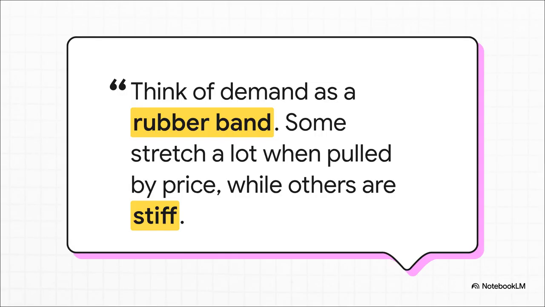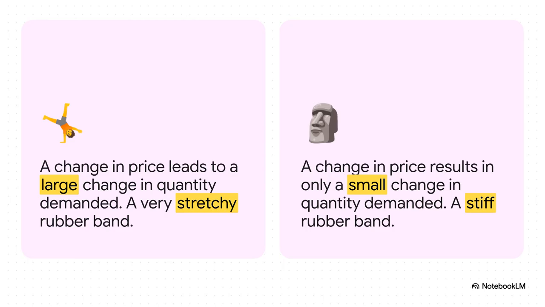Now, the absolute best way to picture this is with a simple analogy. Just imagine that demand is a rubber band. A price change is like someone pulling on that rubber band. The question is, does it stretch really easily, or is it super stiff and hard to move? And this brings us to the two big categories. When demand is elastic, a small pull, like a little price increase, causes that rubber band to stretch a lot. People just stop buying it. But with inelastic demand, you can pull and pull with higher prices, and that rubber band barely moves. It's stiff. People keep buying.